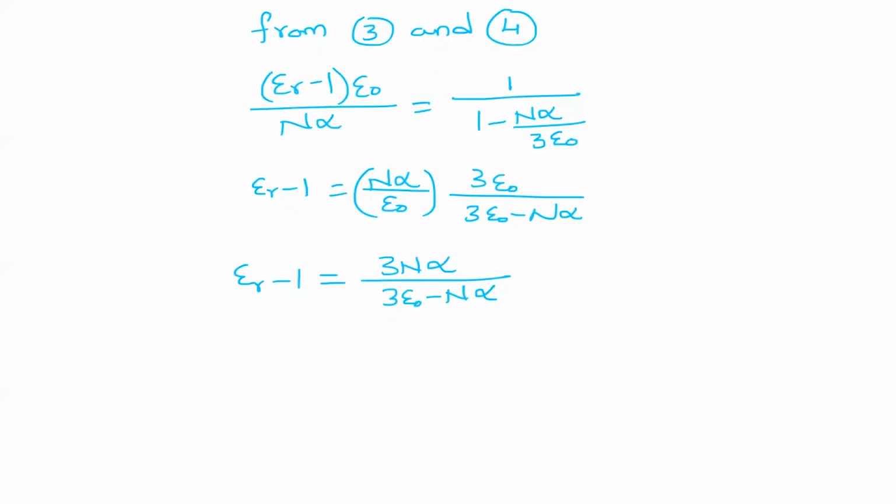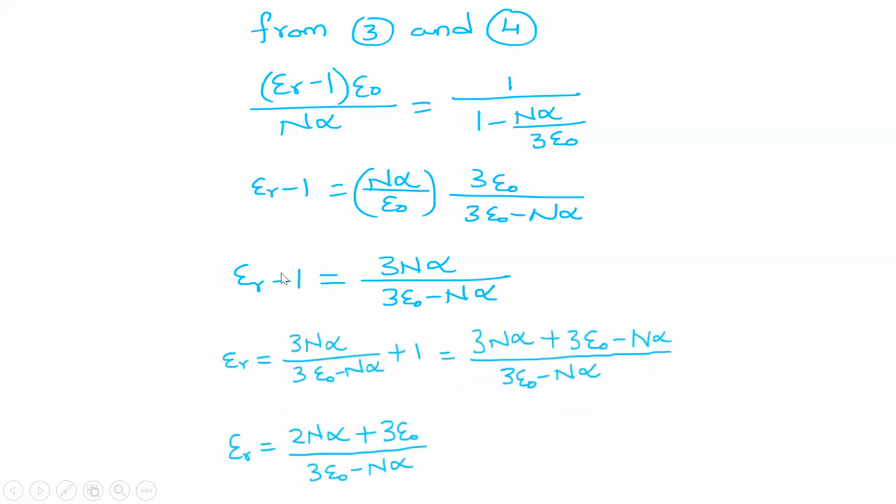Now from equations 3 and 4, when we equate both of them, as both terms are equal, we get epsilon naught r minus 1. So here it is just mathematical calculations: taking minus 1 to this side, plus 1, and then adding the terms and so forth until we get epsilon naught r, that is, the electric permittivity of the material.